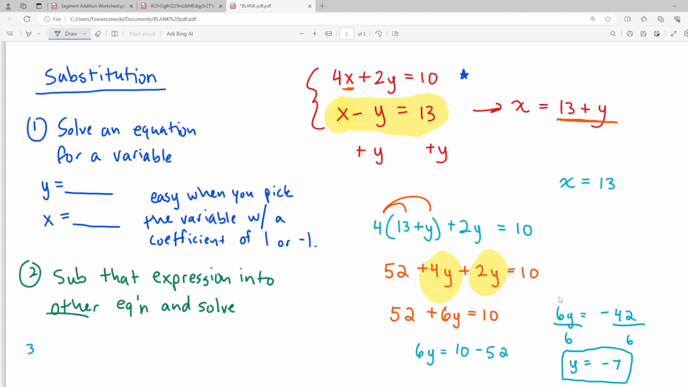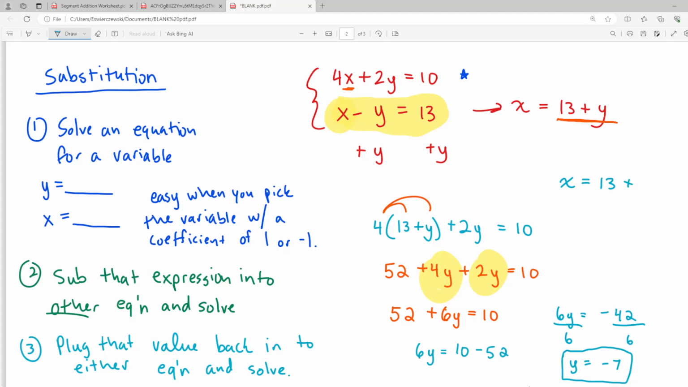Last step is, once you solve, you're going to plug that value back in. You can choose either equation, so back in to either equation and solve. So plug this in for y, so x equals 13 plus negative 7. I'm plugging it into this one because it looks the easiest. And x would equal 13 plus negative 7, which is 6.